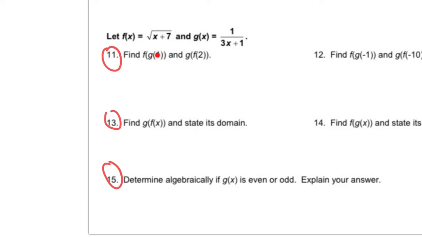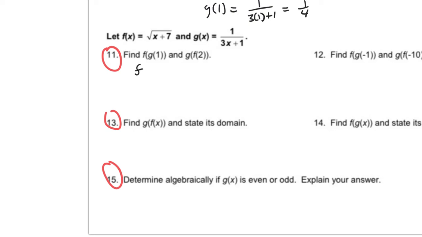Now, what I mean by that is you find out what g of 1 is first, separately. You go off to the side and ask yourself, what's g of 1? Well, that's going to be the same thing as g of x, except it's going to be a 1 instead of the x. So instead of 3x, it's going to be 3 times 1. And that's going to become 1/4. So g of 1 is 1/4.